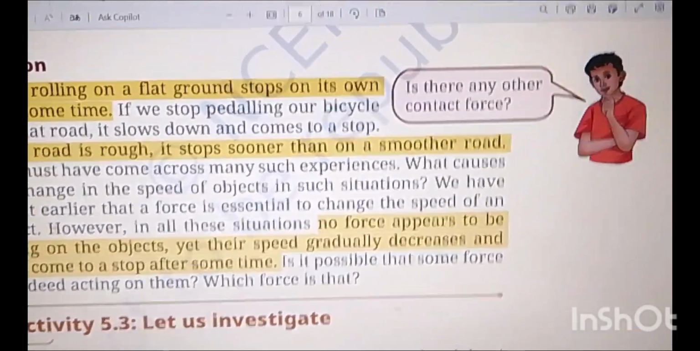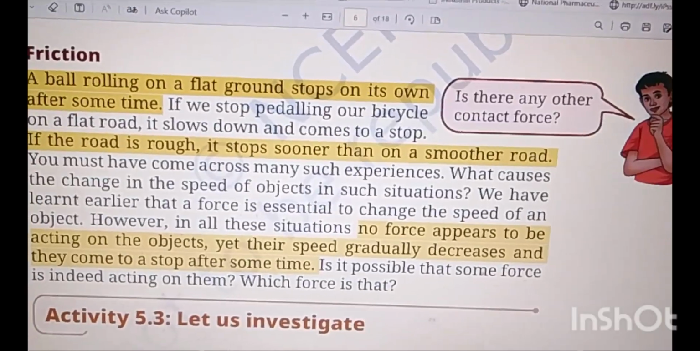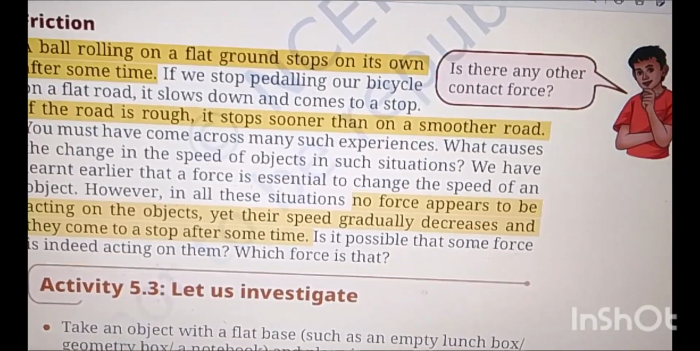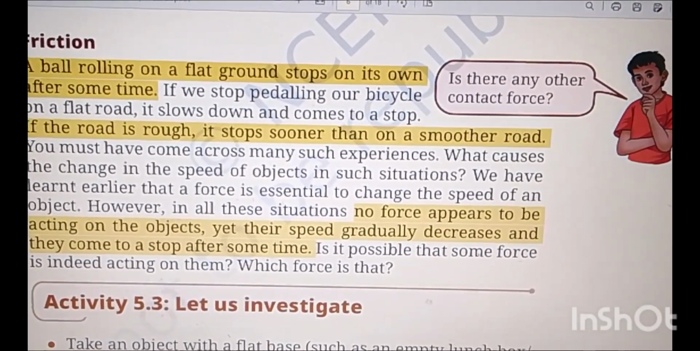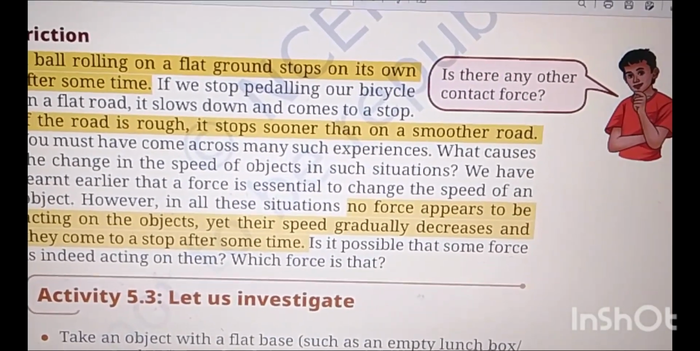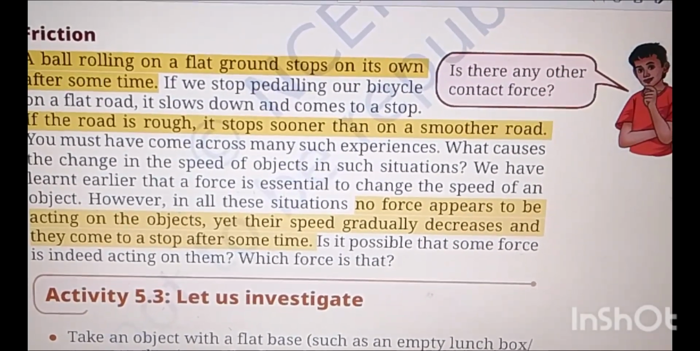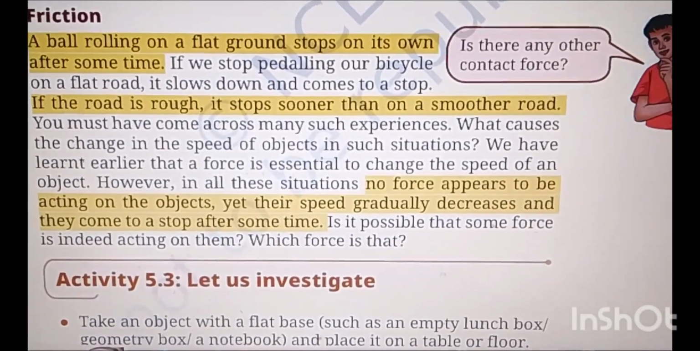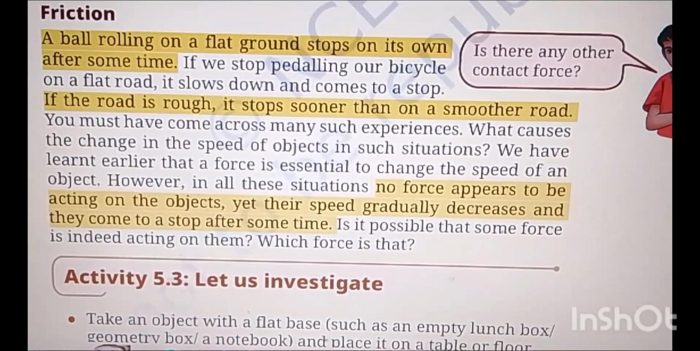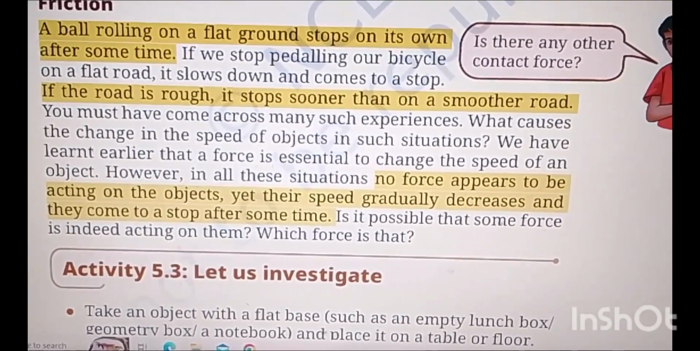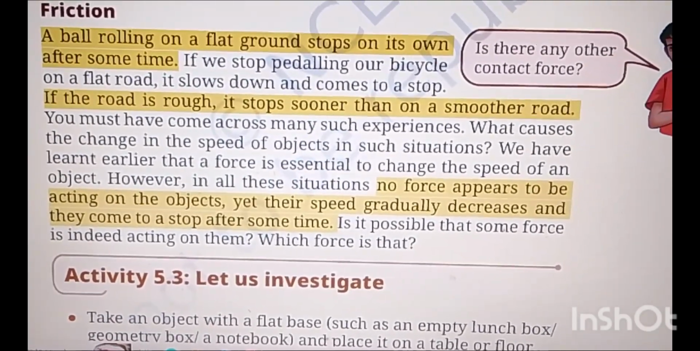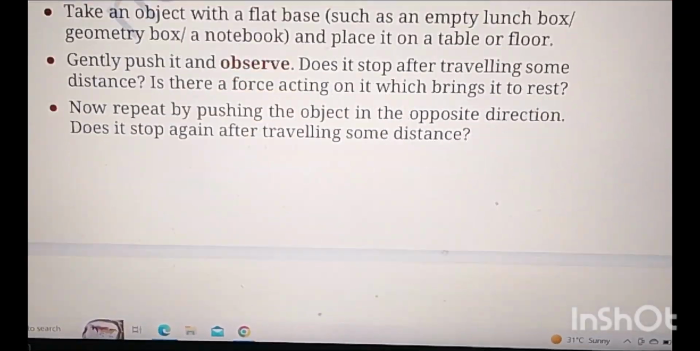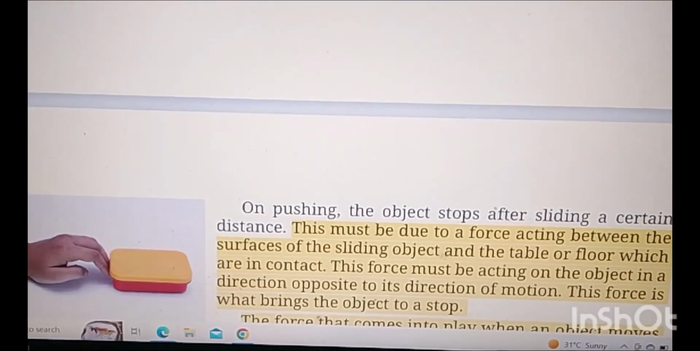Now we are going to learn the second type of contact force, that is friction. Okay, we know if we are rolling a ball through a flat surface, it will stop after some time. If that particular road is rough, the ball will get stopped sooner than on a smoother road. We know that. So, we could say no force is acting on the object with our naked eyes, but the speed of the ball will gradually reduce and will come to a stop after some time. So, this phenomenon is actually known as friction.